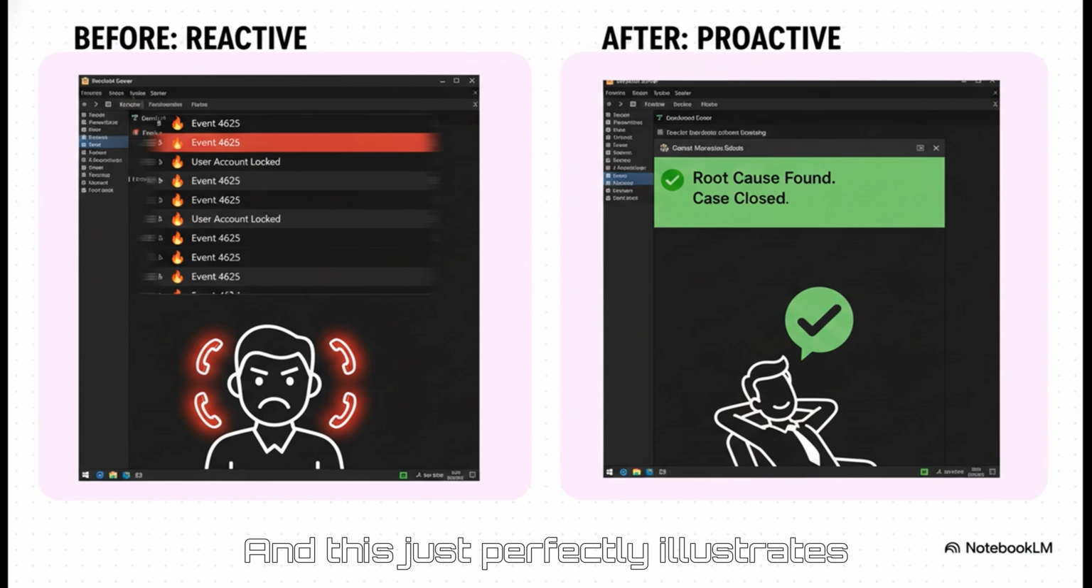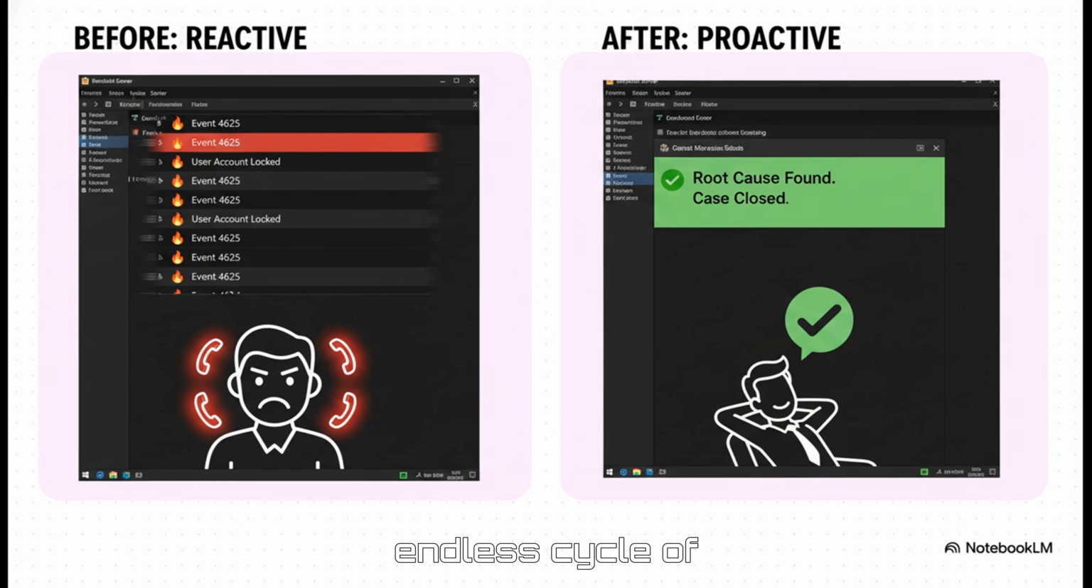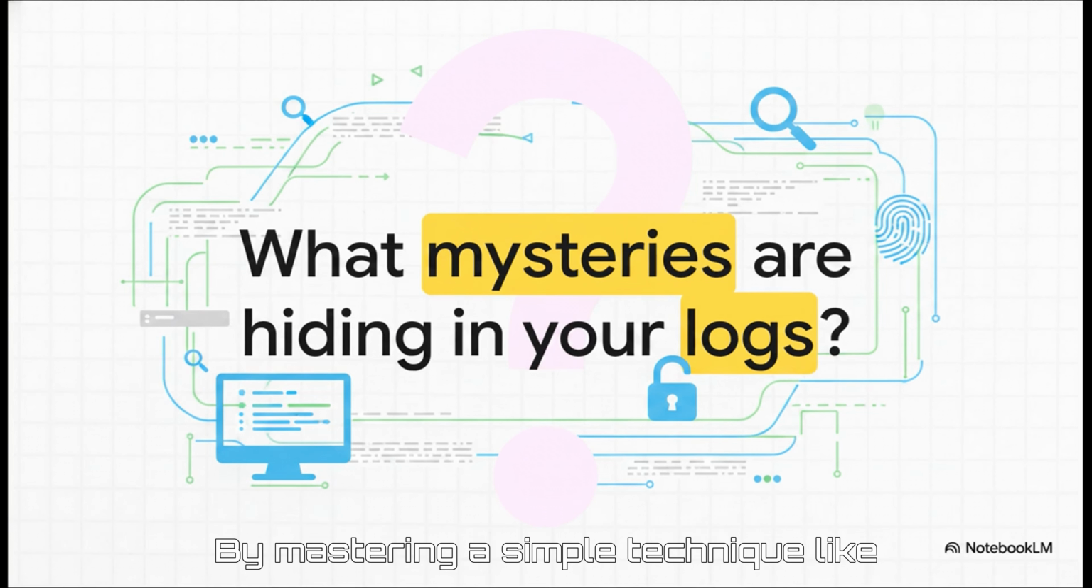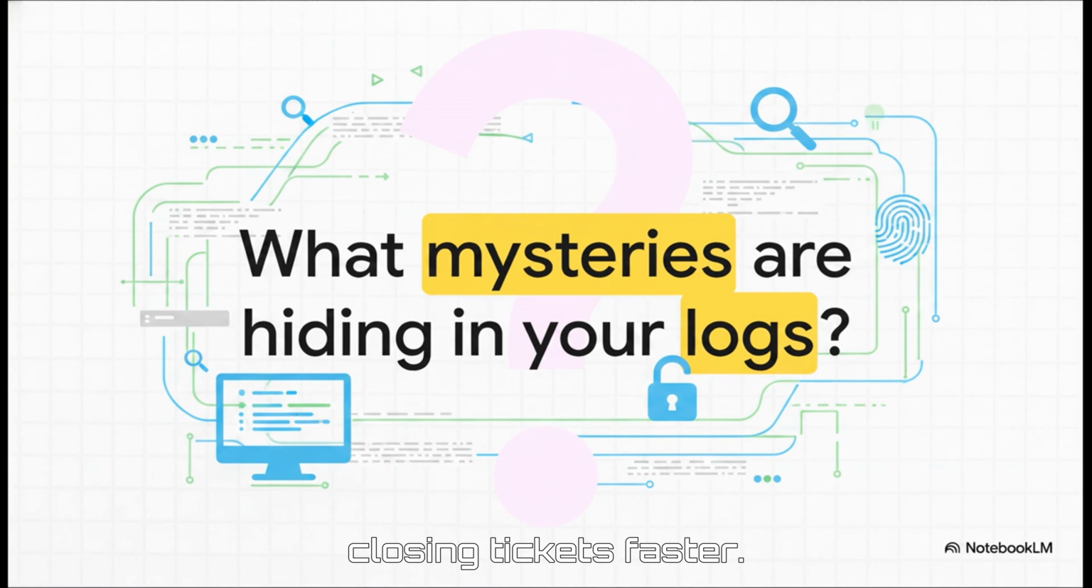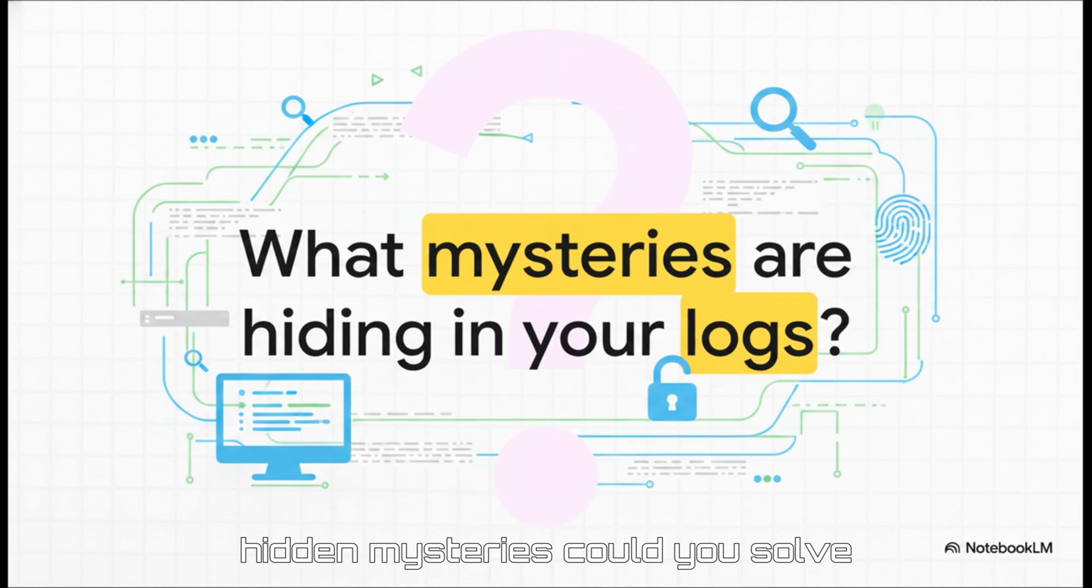And this just perfectly illustrates the transformation, right? We went from this high-stress, endless cycle of unlock, lock, to a calm, proactive solution. No more alerts, no more angry phone calls. And it's all because we knew how to follow those digital breadcrumbs. By mastering a simple technique like this, you're not just closing tickets faster. You're getting a much deeper understanding of what's really happening on your network. So the next time that phone rings, you'll be ready. The real question is, what other hidden mysteries could you solve just by taking a closer look at your logs?